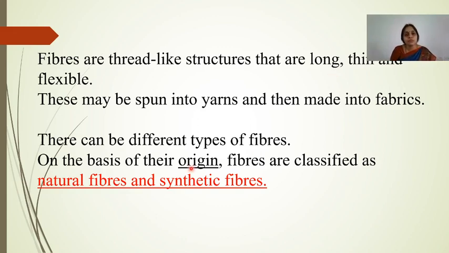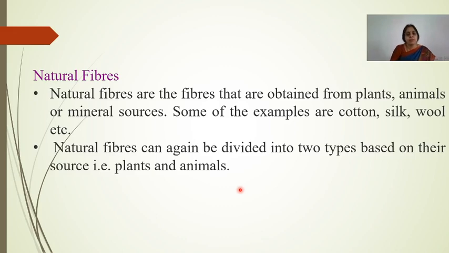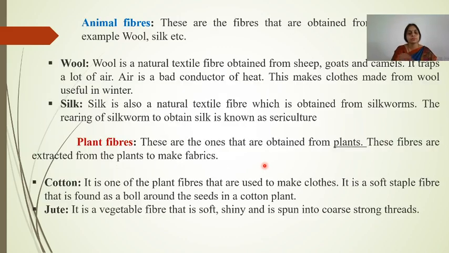There are different types of fibers. Based on their origin, they are natural fibers and synthetic fibers. Here is a flow chart. A fiber is either natural or synthetic. Natural fibers can be from plant origin or animal origin. Now let us see what natural fiber means. As the name indicates, they are obtained from natural resources, either plant, animal or mineral sources. Some examples are cotton, silk, wool, etc. They can be divided into two based on their sources, that is plants and animals.